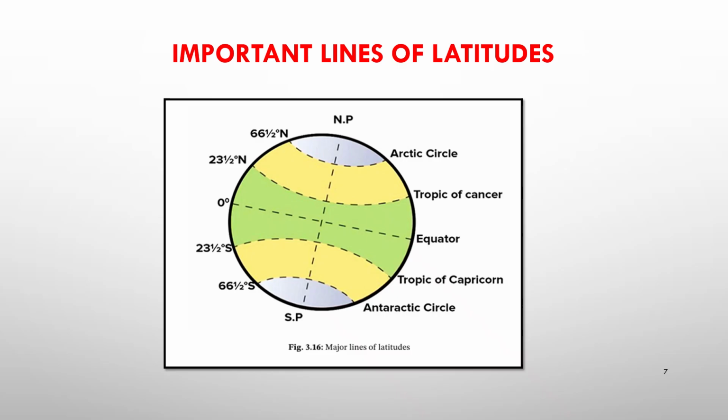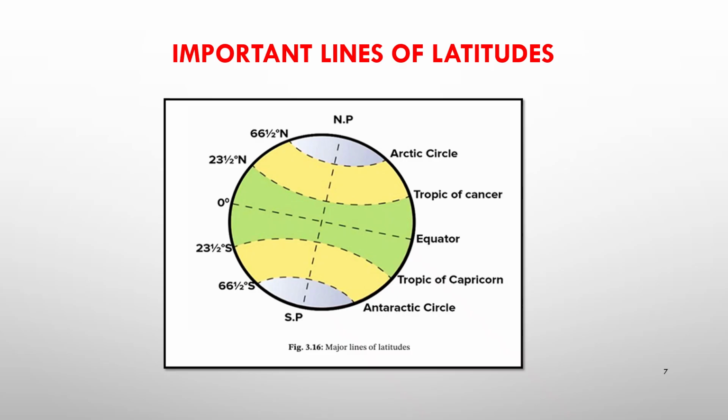So in this diagram we see the earth drawn and some important latitudes demarcated. We are not saying that the other latitudes are not important. They are all important, but these 7 latitudes should always be at the back of your mind.